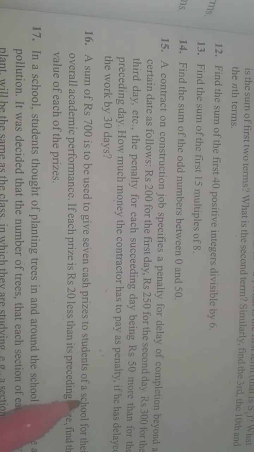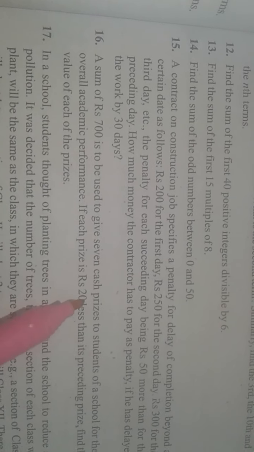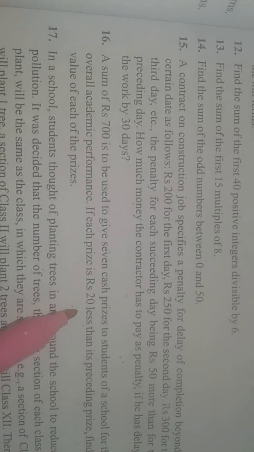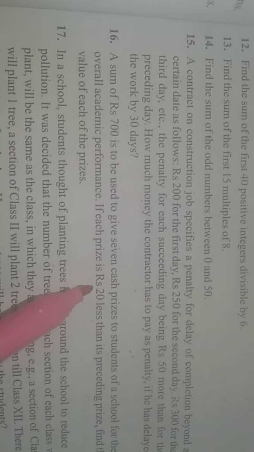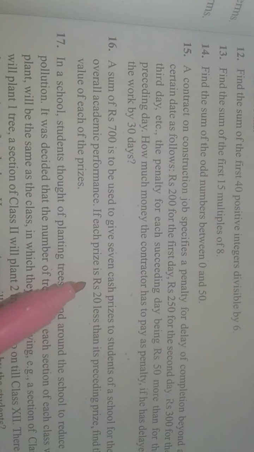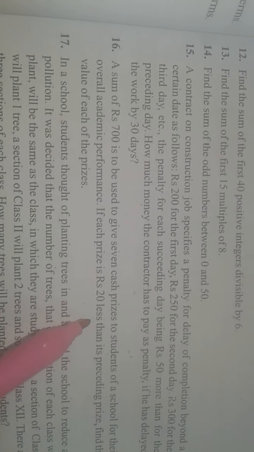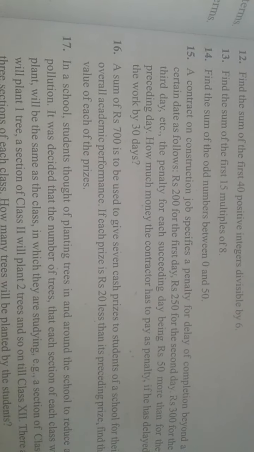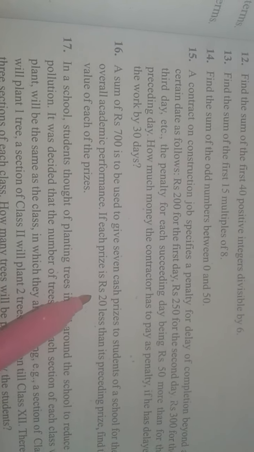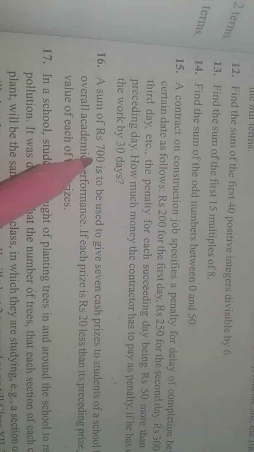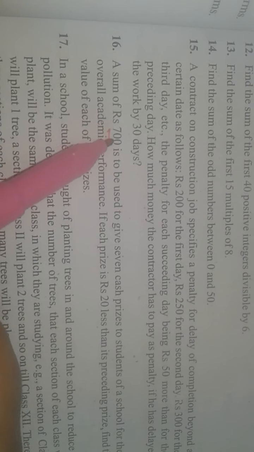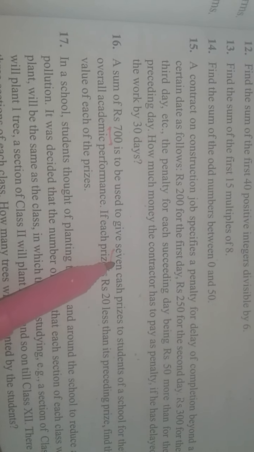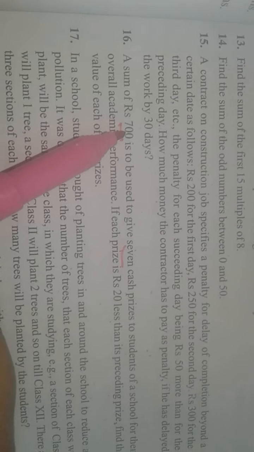Here we don't know what is the cash given for the first prize, second prize, third prize. But he has given that for every prize we have to give 20 rupees less. Suppose, for example, first prize is 100 rupees, second prize will be 80, third prize will be 60, and so on. Every next prize will reduce by 20 rupees. So this I can consider as S7, because he has given 7 cash prizes.